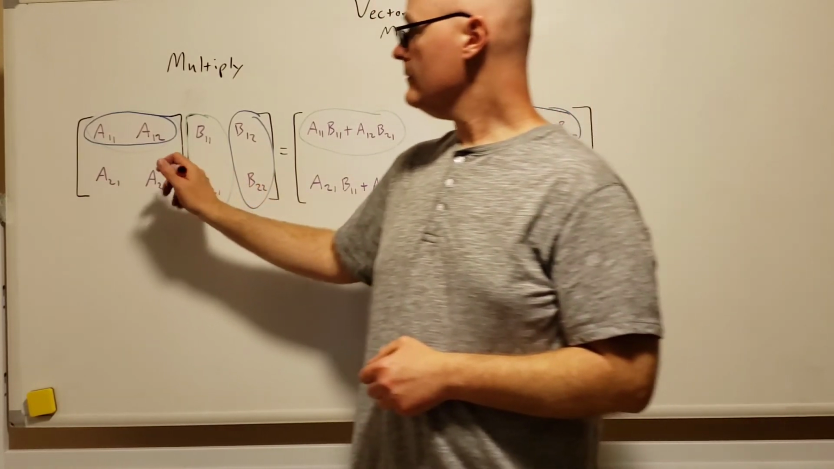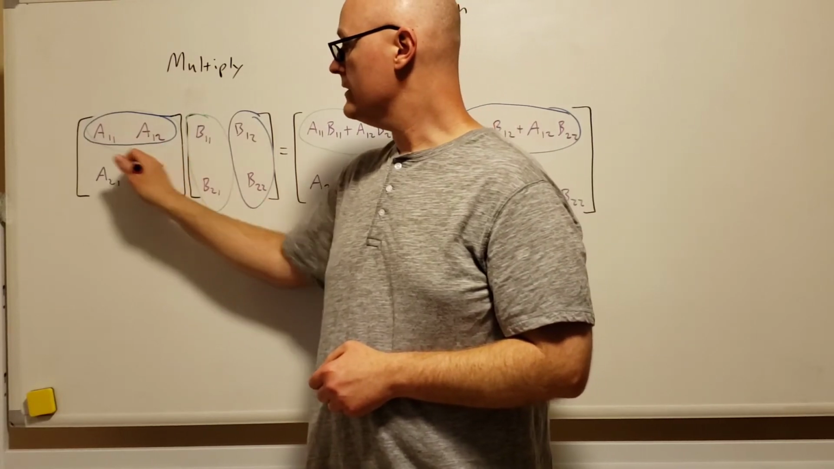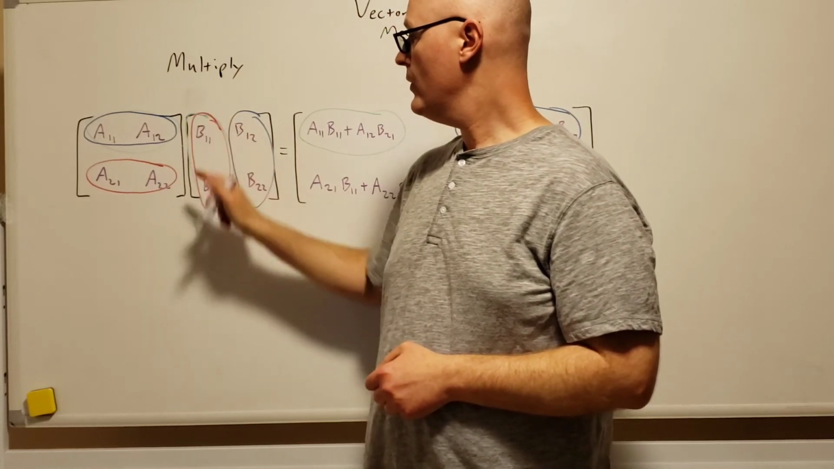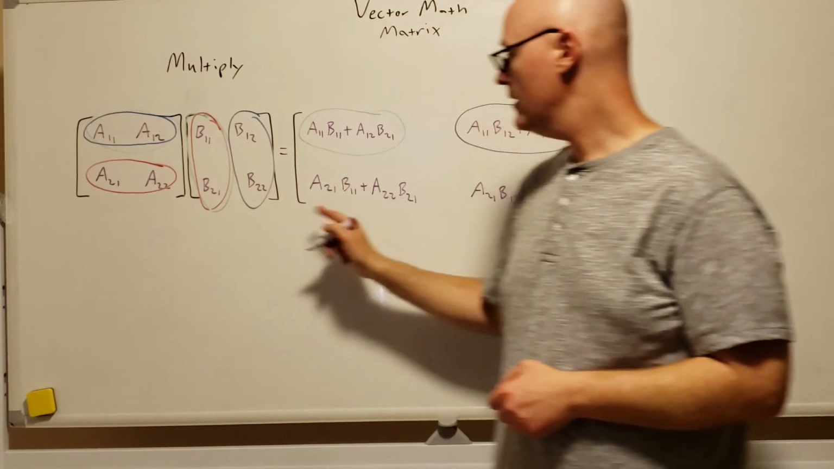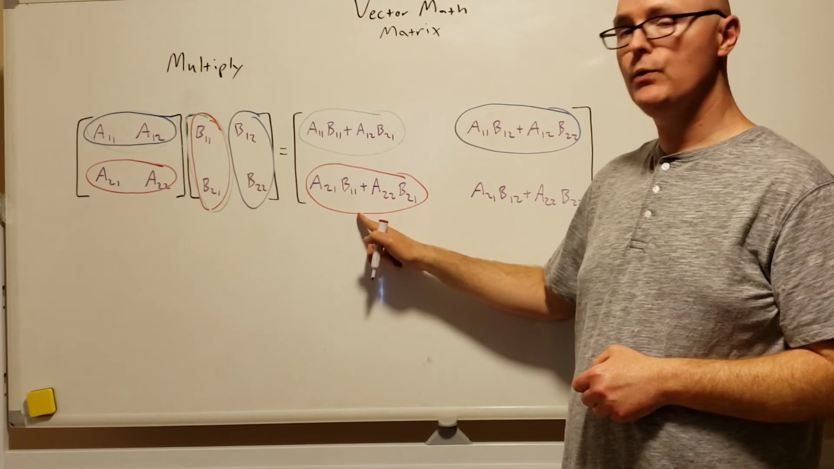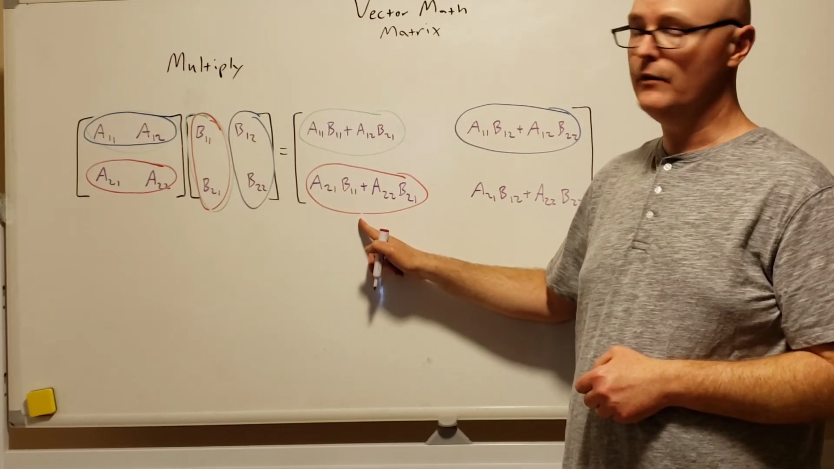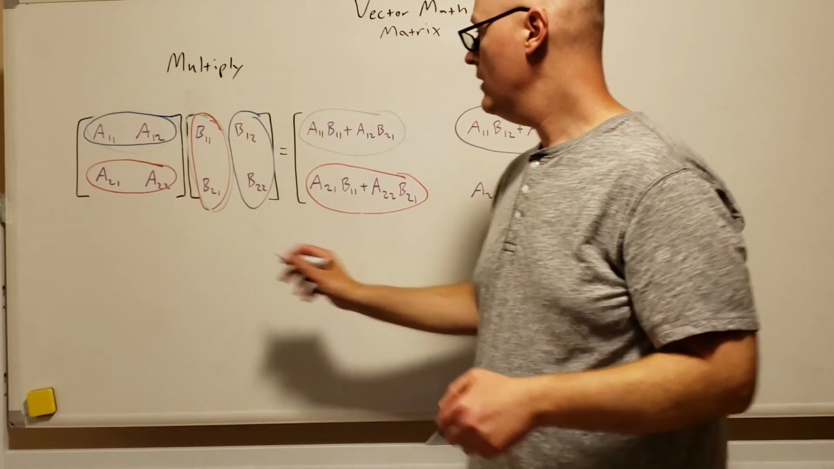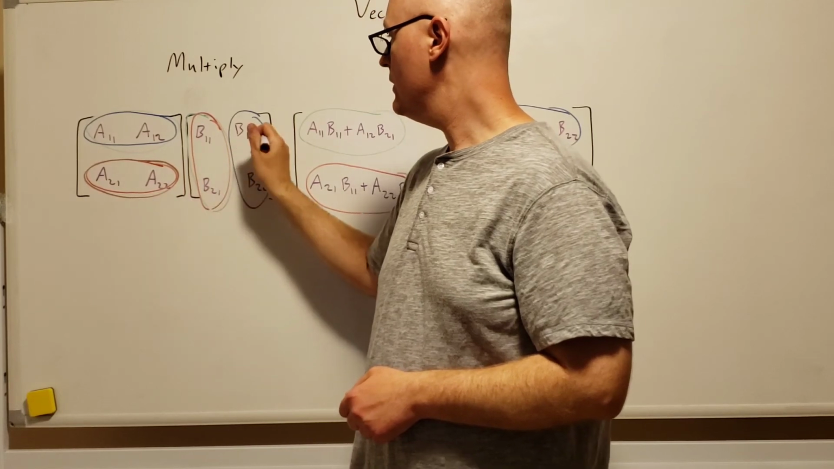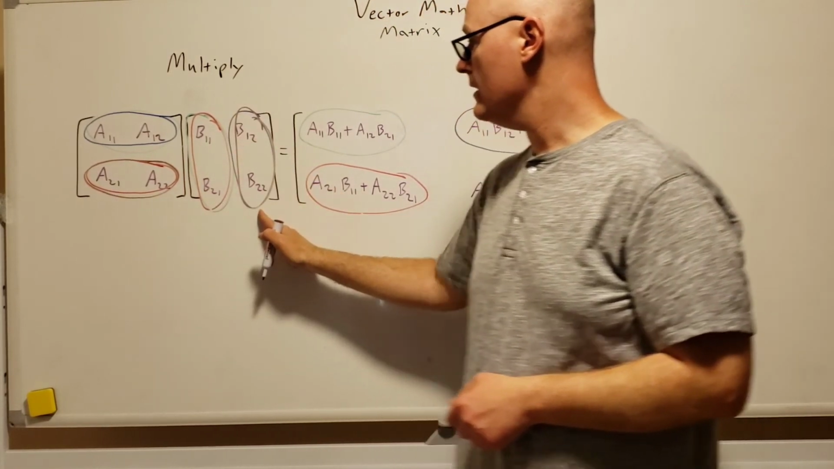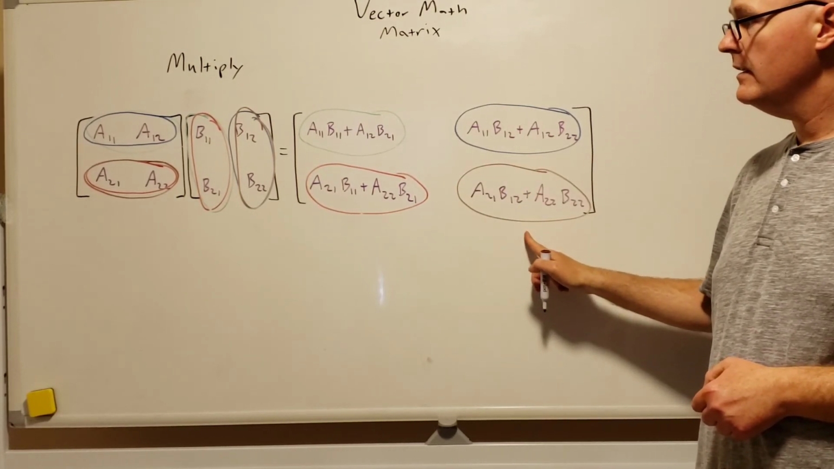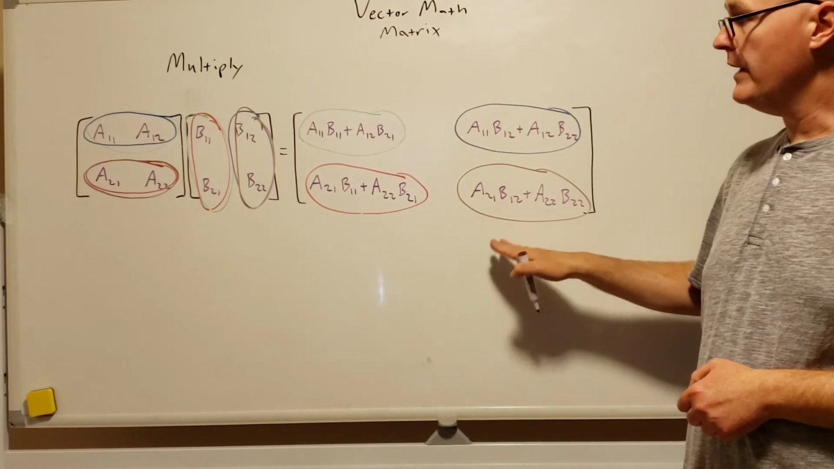Next, I will dot the second row with the first column to get the answer for the 2, 1 position of the multiplication. And finally, we will dot the second row with the second column to get the 2, 2 position of the answer matrix.